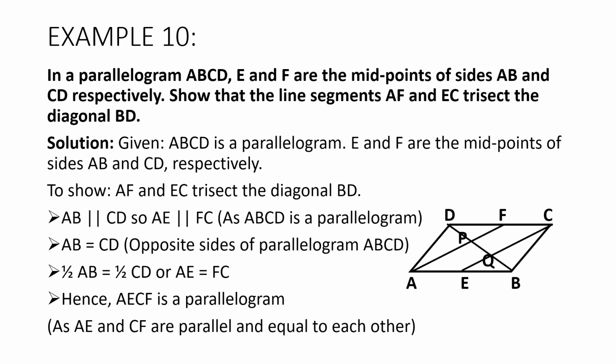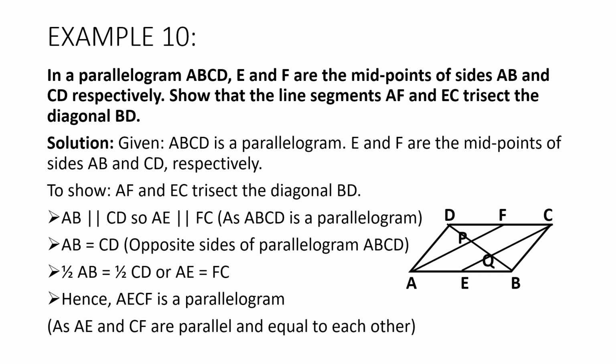We are discussing all the different types of examples. Example 10. In a parallelogram ABCD, E and F are the midpoints of sides AB and CD respectively. Show that the line segments AF and EC trisect the diagonal BD.